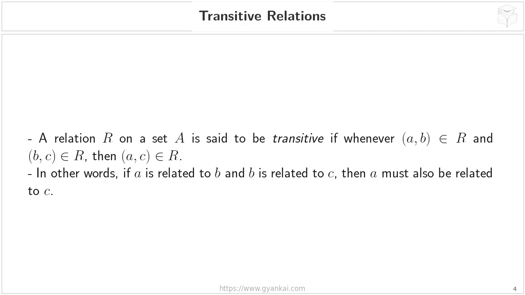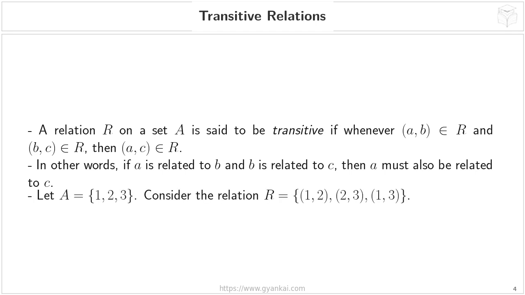Let's break that down. Think of it like a chain. If A is related to B and B is related to C, then for the relation to be transitive, A must also be related to C. It's about this chain of relationships holding true. The next line just rephrases that in simpler terms. In other words, if A is related to B and B is related to C, then A must also be related to C, same idea, just worded a bit more directly.